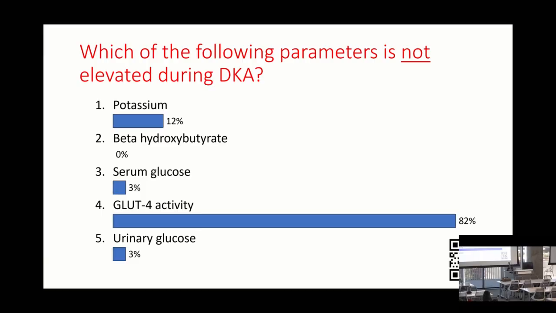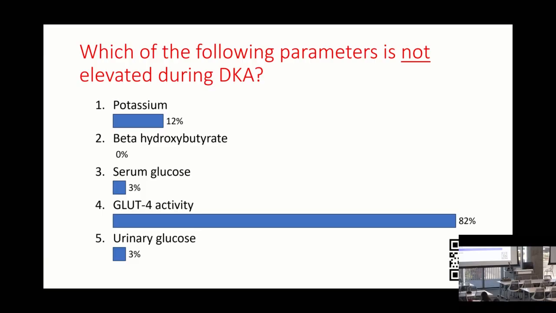So during DKA, potassium is often elevated because of the lack of insulin action, so you can't move potassium into the cell. So you have high potassium. Beta hydroxybutyrate is a ketone body, so that is obviously elevated. And glucose is elevated, both in the serum and the urine.